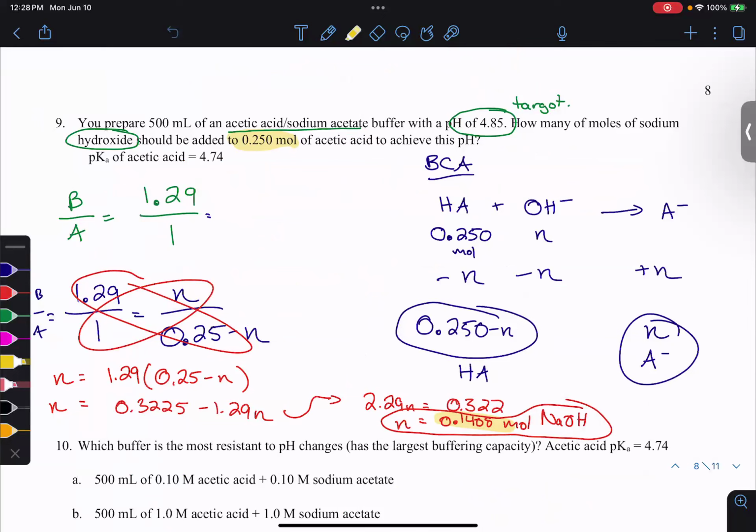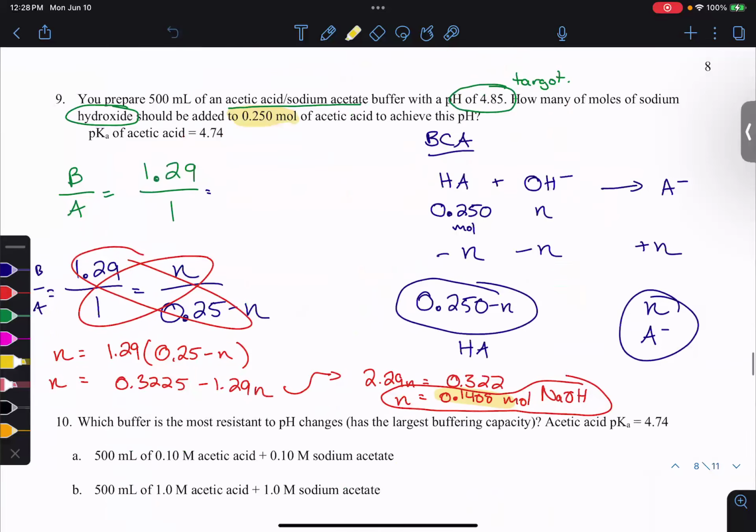All right, so that's how you make a buffer. And so in these last two, it was backwards thinking. I gave you the target pH. I wanted you to tell me how much I needed. In all the other ones, I just give you amounts and you calculate the pH. So it's a little bit different.